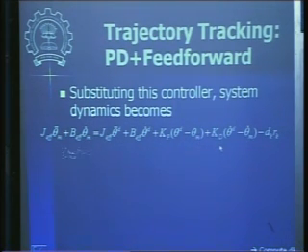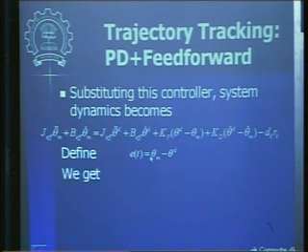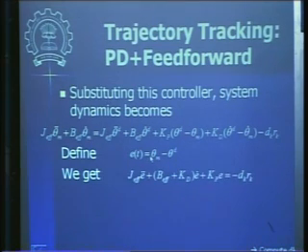Now we will define the error in tracking. This is a function of t, as you can see here, theta m minus theta d m. Then we will get this as our tracking error dynamics.